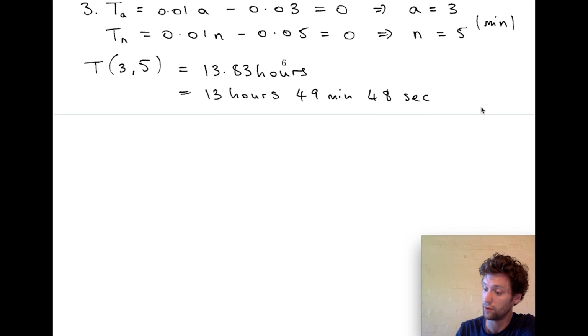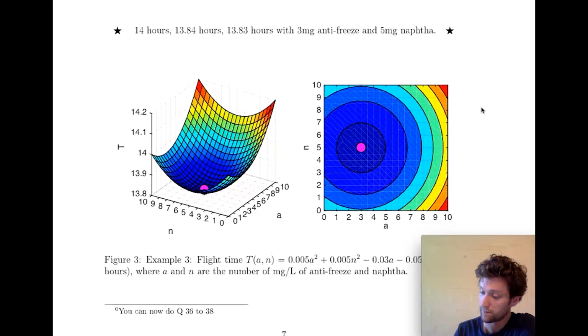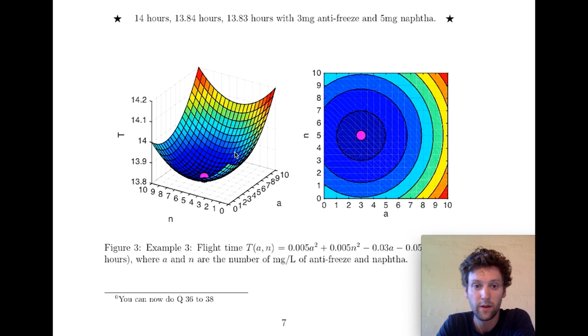So let's take a look at what this function looks like. So here again you've got the function in 3 dimensions. The minimum point is shown here, or shown as a contour plot. You can see that I've got the minimum surrounded by closed contours.